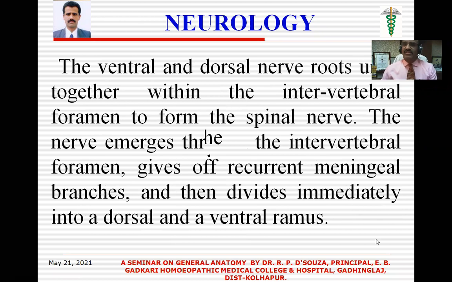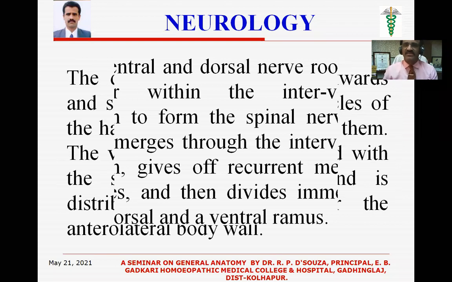The ventral and dorsal nerve roots unite together within the intervertebral foramen itself to form a spinal nerve, and then they come out. The nerve emerges through the intervertebral foramen, gives off recurrent meningeal branches, and then divides immediately into dorsal and ventral. After forming a nerve, again they divide into 2 rami. Ramus means branch. They form in a root and they divide again into branches. So dorsal branch and ventral branch. Dorsal ramus and ventral ramus.